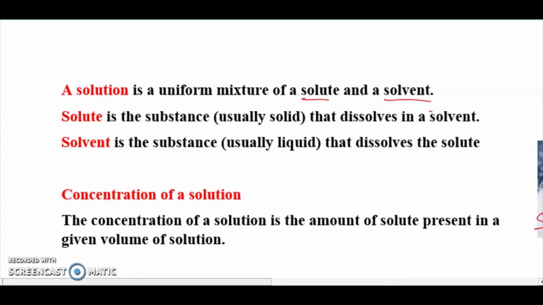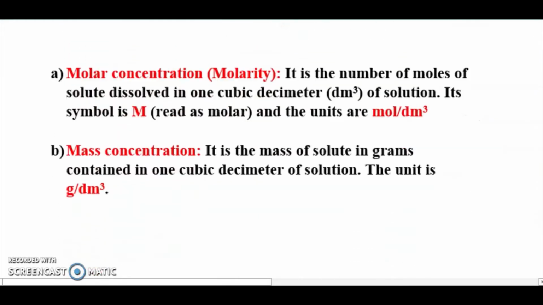We are now talking about concentration of a solution. So the concentration of a solution is the amount of solute that is present in a given volume of solution. The volume usually considered is 1 cubic decimeter of solution, 1 dm cube. Now, concentration can be expressed in two ways. That is, as molar concentration and mass concentration.